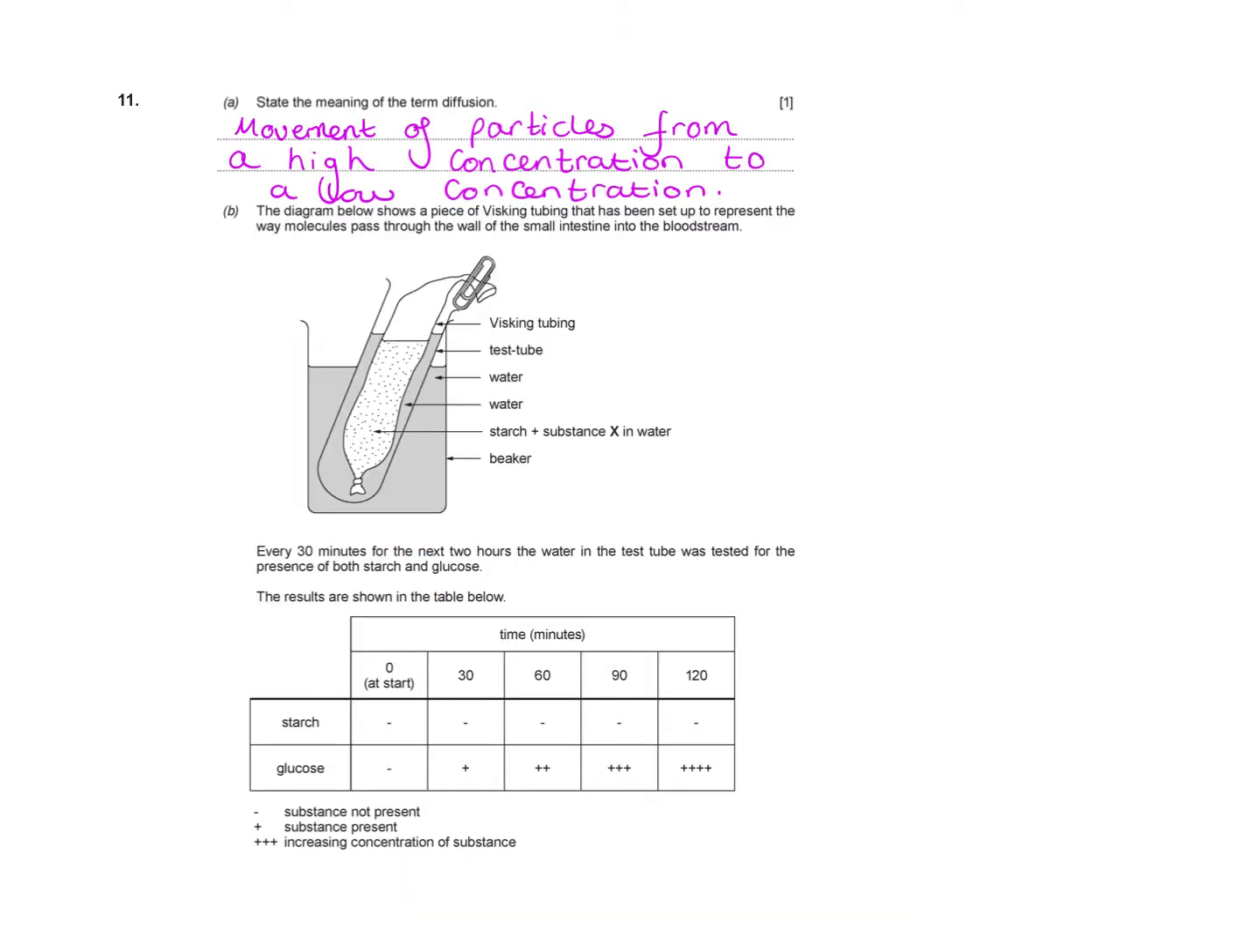Then it says state the meaning of diffusion: the movement of particles from an area of high concentration to an area of low concentration. Okay, then there is a lot of information. These questions come up all the time. I want you to be thinking about starch being a lot bigger. When it's a lot bigger, it means that it won't fit through the Visking tubing. Imagine the Visking tubing is like little lines like that, like your cell membrane.